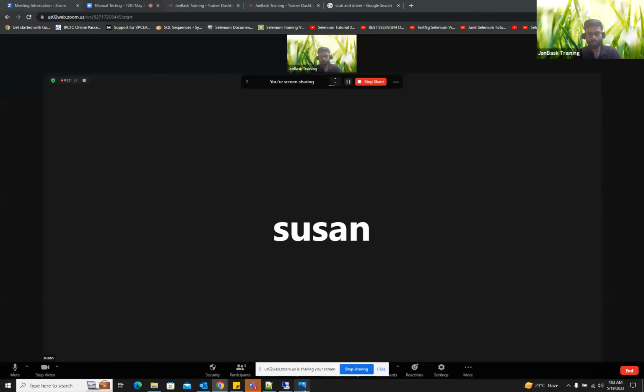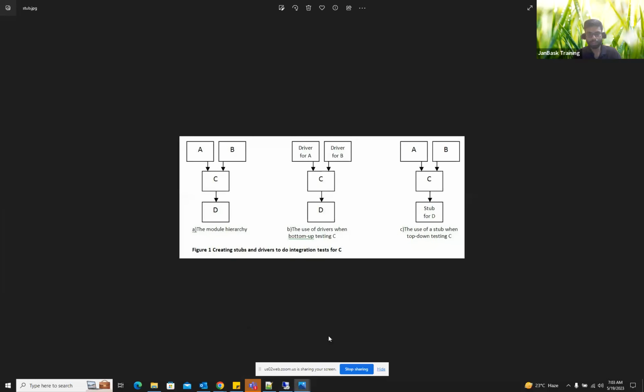So I'll just share my screen and we'll take a screenshot of that. Okay, so my screen is shared now, I guess. Yeah, so this is something which will be very useful for you to understand or to remember the thing. Suppose this is the module hierarchy.